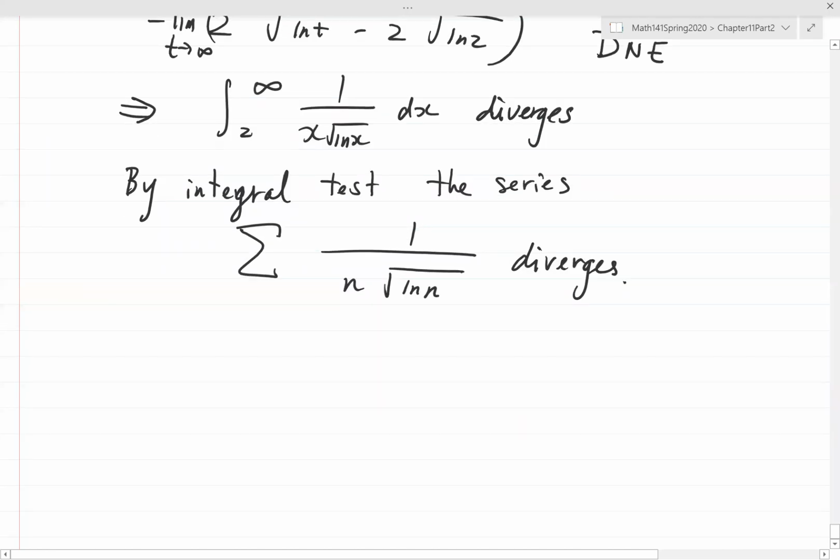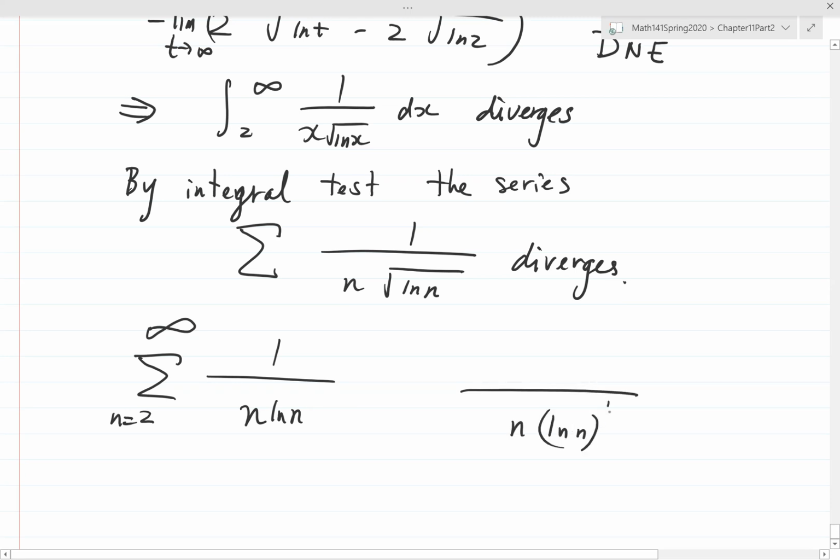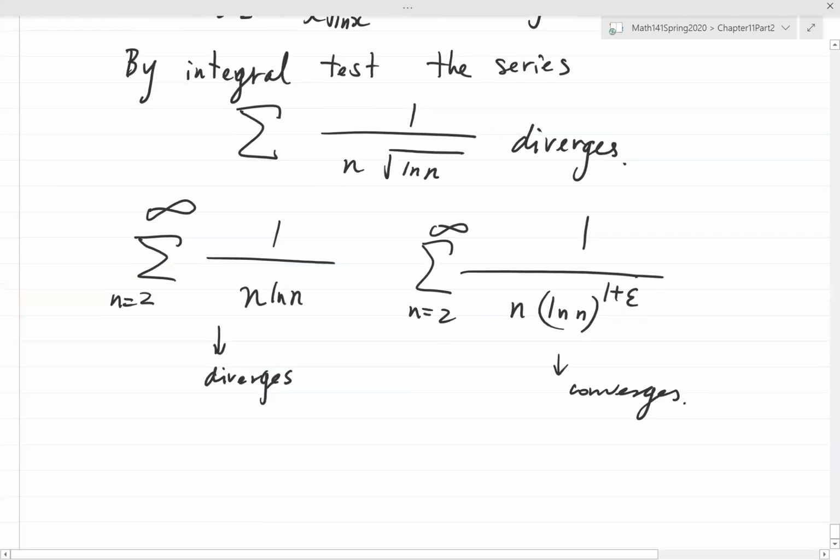Now you can also try some examples. The final version, 1 over n ln n, from n equals 2 to infinity, diverges. But as long as you add a small factor, an epsilon, 1 plus epsilon in the exponent, then it converges. So this is actually the boundary between converging and diverging. You can try to use the integral test to derive these two examples.